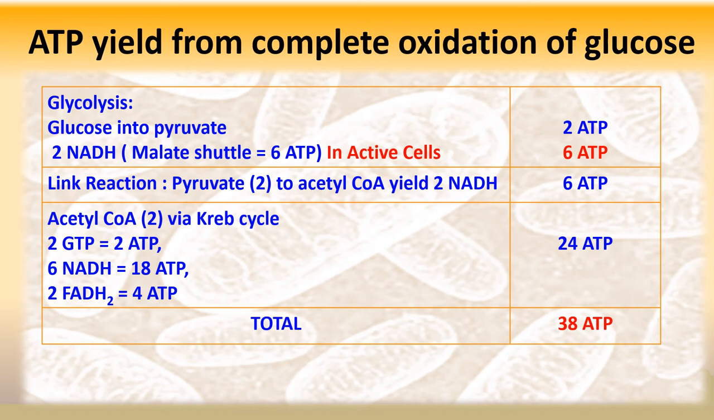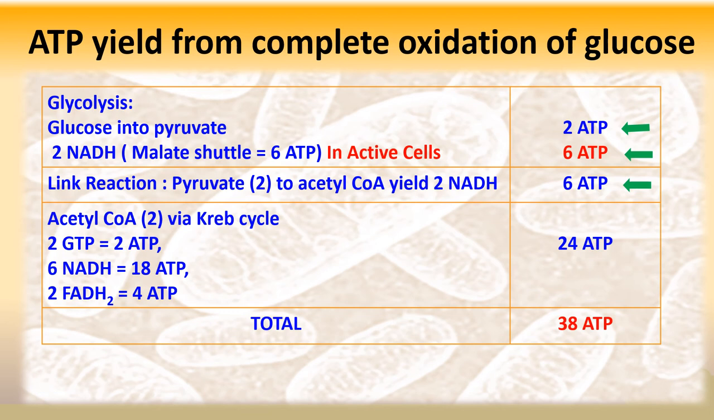All right, let us calculate how many ATP yield from complete oxidation of one molecule of glucose. The oxidation of glucose involves glycolysis, link reaction, and Krebs cycle. In glycolysis, 2 ATP is produced in substrate level phosphorylation. 2 NADH are also produced, which then will generate 6 ATPs through oxidative phosphorylation. For link reaction, it produces 2 NADH, so 6 ATP produced here.